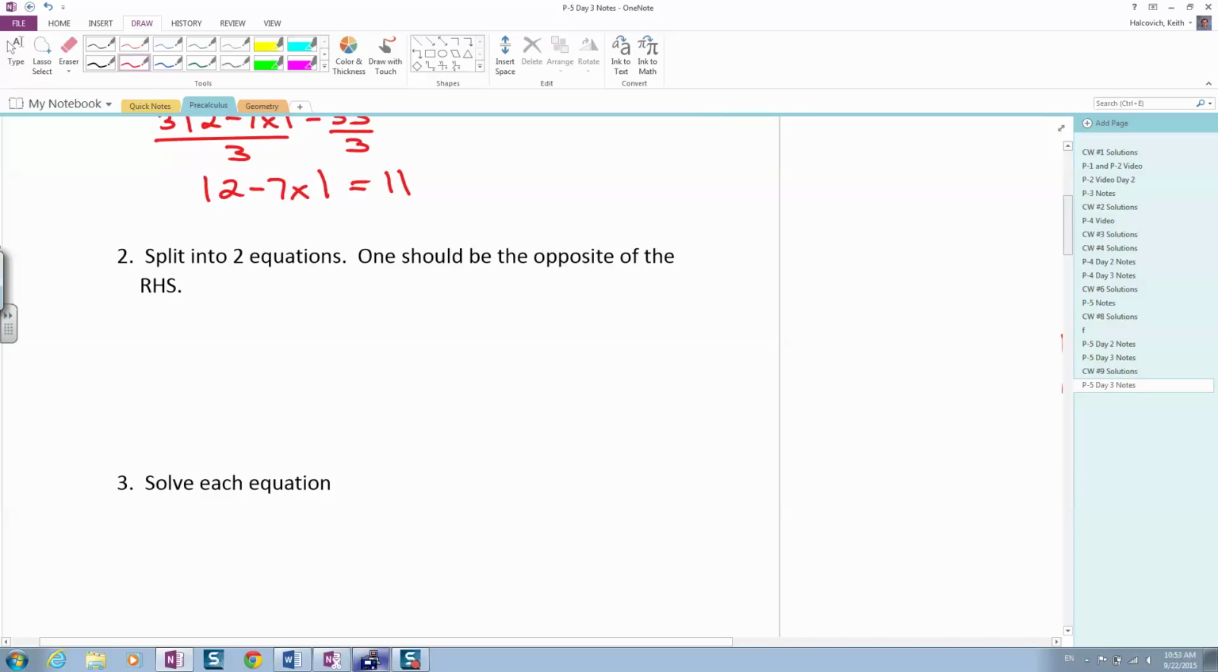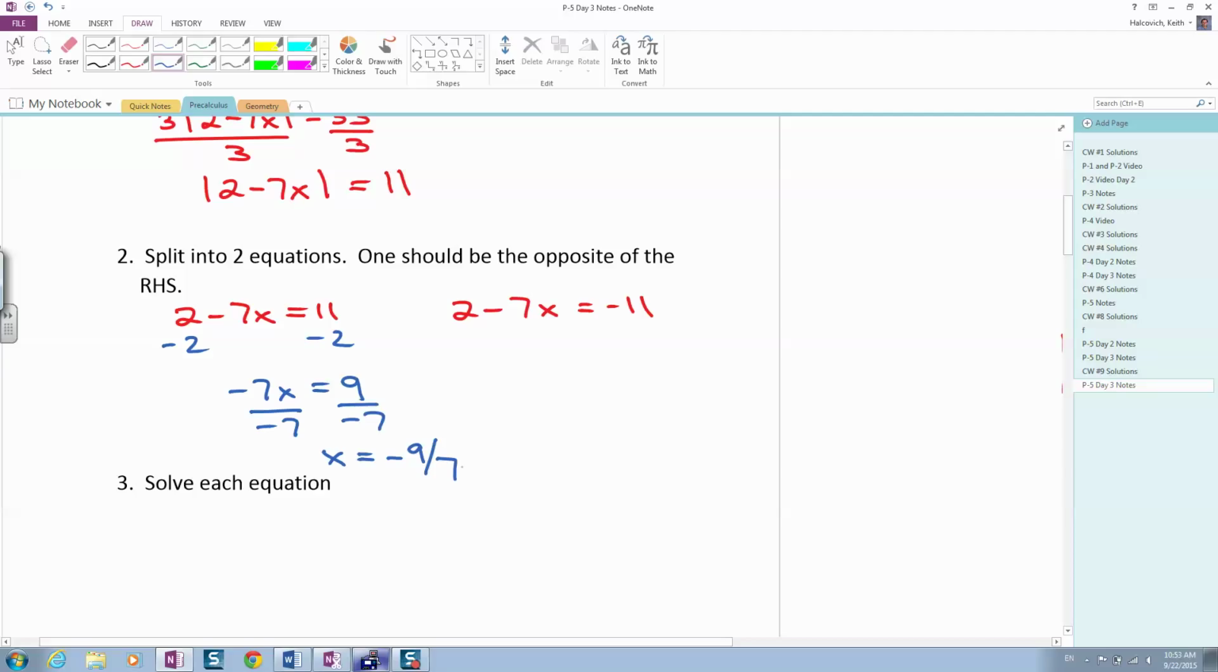One should be the opposite of the right hand side. So you have 2 minus 7x equals 11 and 2 minus 7x equals negative 11. Then you're going to solve each equation. So you subtract 2 and divide by negative 7. So you get x equals negative 9/7.